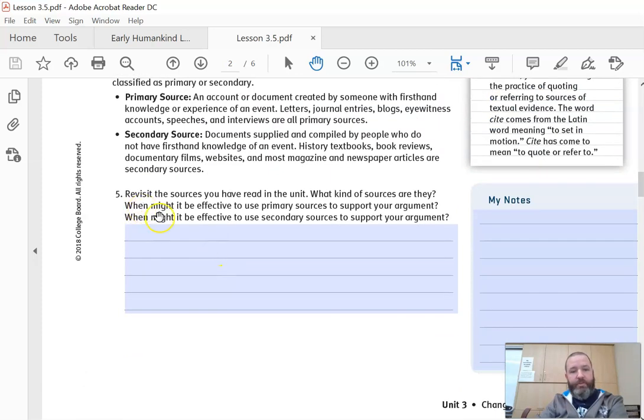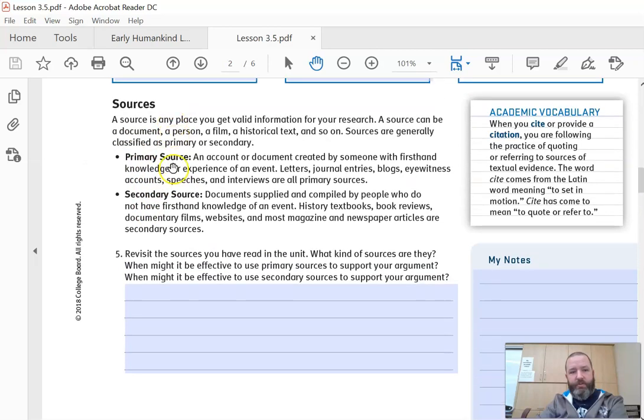Number 5 says, revisit the sources you have read in the unit. What kind of sources are they? When might it be effective to use primary sources? Okay, so it talks about the difference between primary and secondary. The basic, I will read this little part for you. A primary source is an account or document created by someone with first-hand knowledge or experience of an event. Letters, journal entries, blogs, eyewitness accounts, speeches, and interviews are all primary sources.